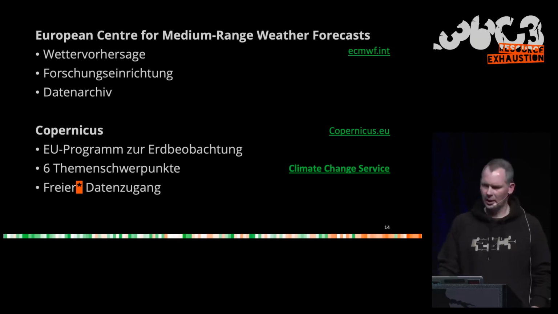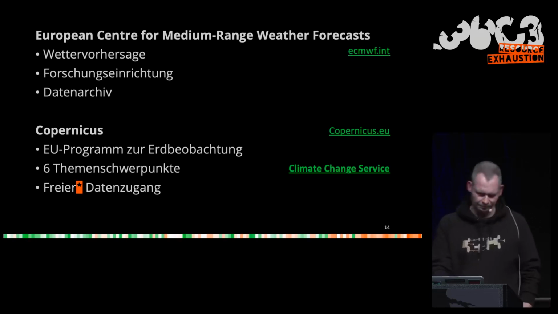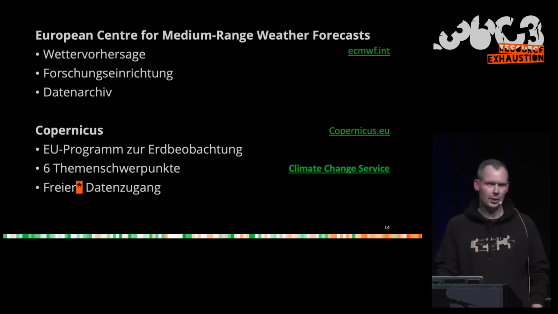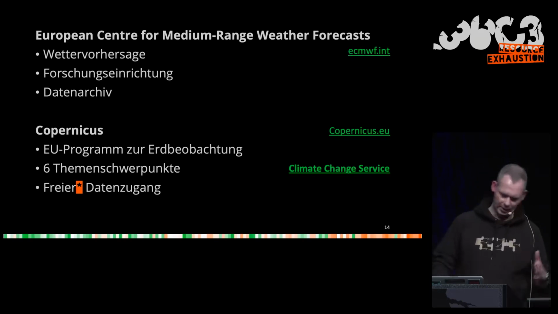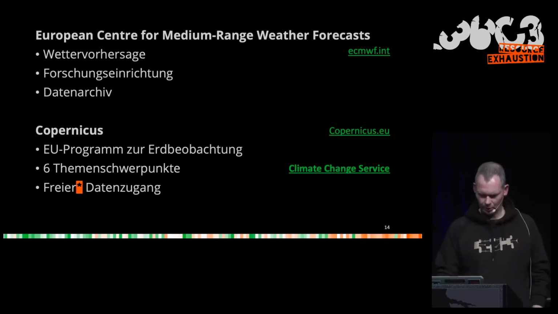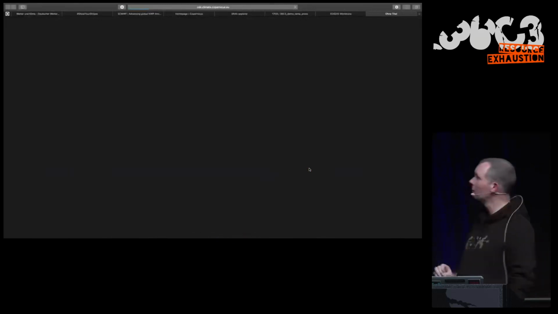In the Copernicus program, that's the EU program for Earth research, which you can find at copernicus.eu, the Copernicus program offers free access to data. One thing they offer is security, but let's have a look at this climate change service.